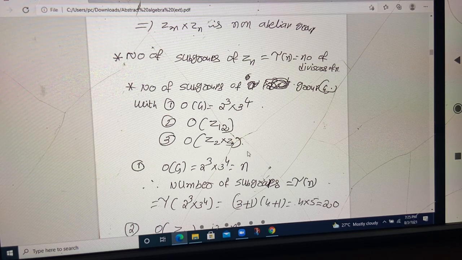What is the order of G? 2 cube into 3 power 4. And G is abelian. Then the number of subgroups is equal to tau(n), tau of 2 cube into 3 power 4. So (3 plus 1) into (4 plus 1) is 4 into 5, which is 20.